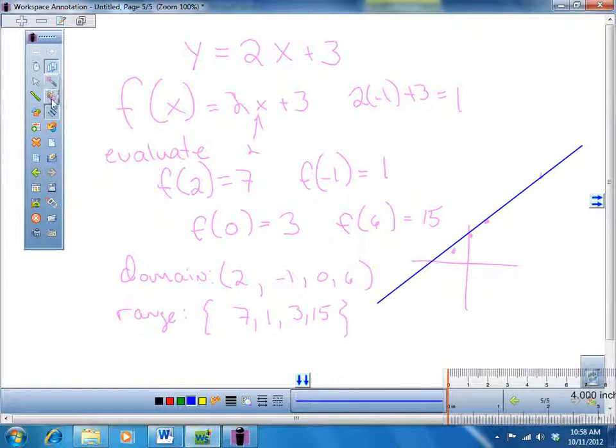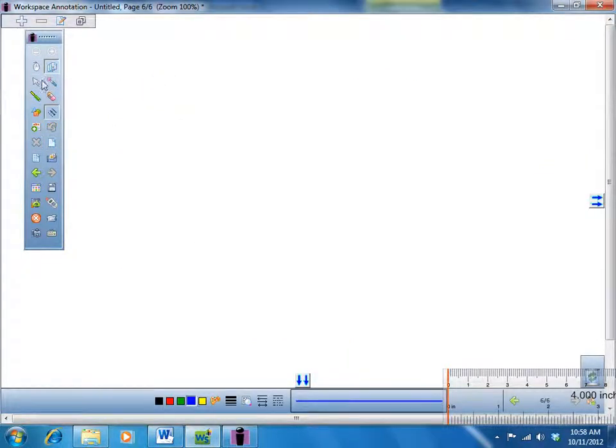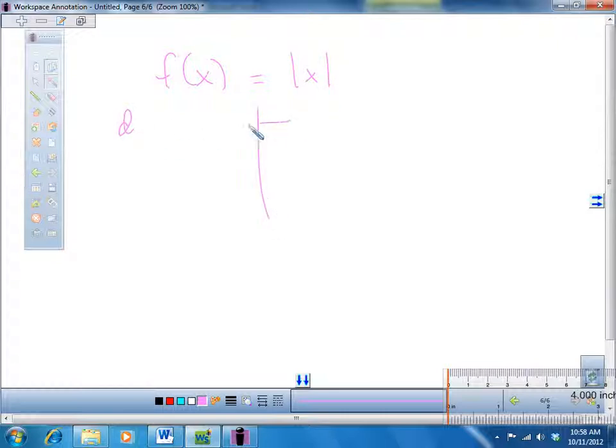Let's just look real quick at one more function. Let's say we have a function like f of x equals the absolute value of x. And say my domain, if I want to plug in these values, make a little table, x, y. Say I plug in negative 3, what do I get out? What's the absolute value of negative 3? 3. What's the absolute value of 0? What's the absolute value of positive 3? 3. What's the absolute value of negative 2? 2. What's the absolute value of positive 2? 2.